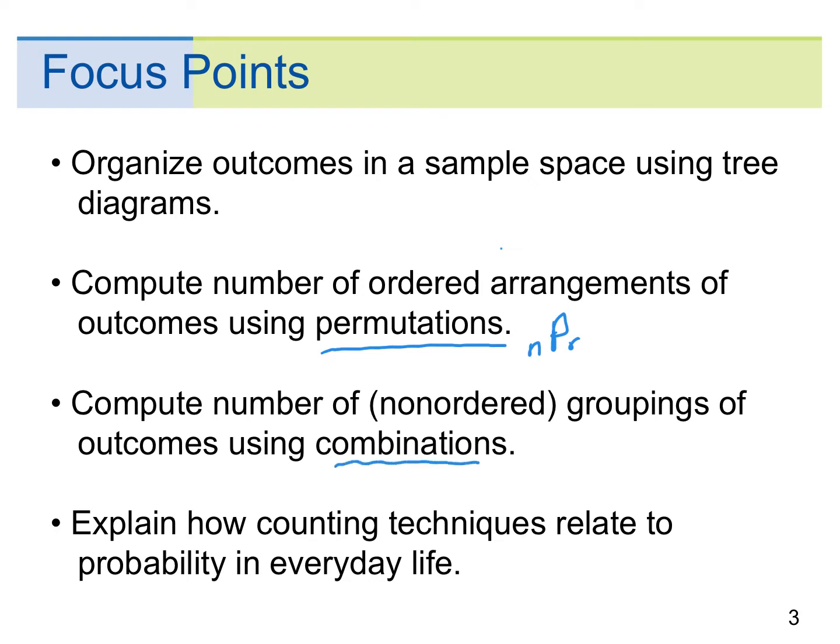Then we're going to do combinations. We're going to compute the number of non-ordered groupings of outcomes using combinations. That is n, c, r. Also involved with this is a factorial symbol. And then we're going to explain how counting techniques relate to probability in everyday life. So we're turning these into probabilities.